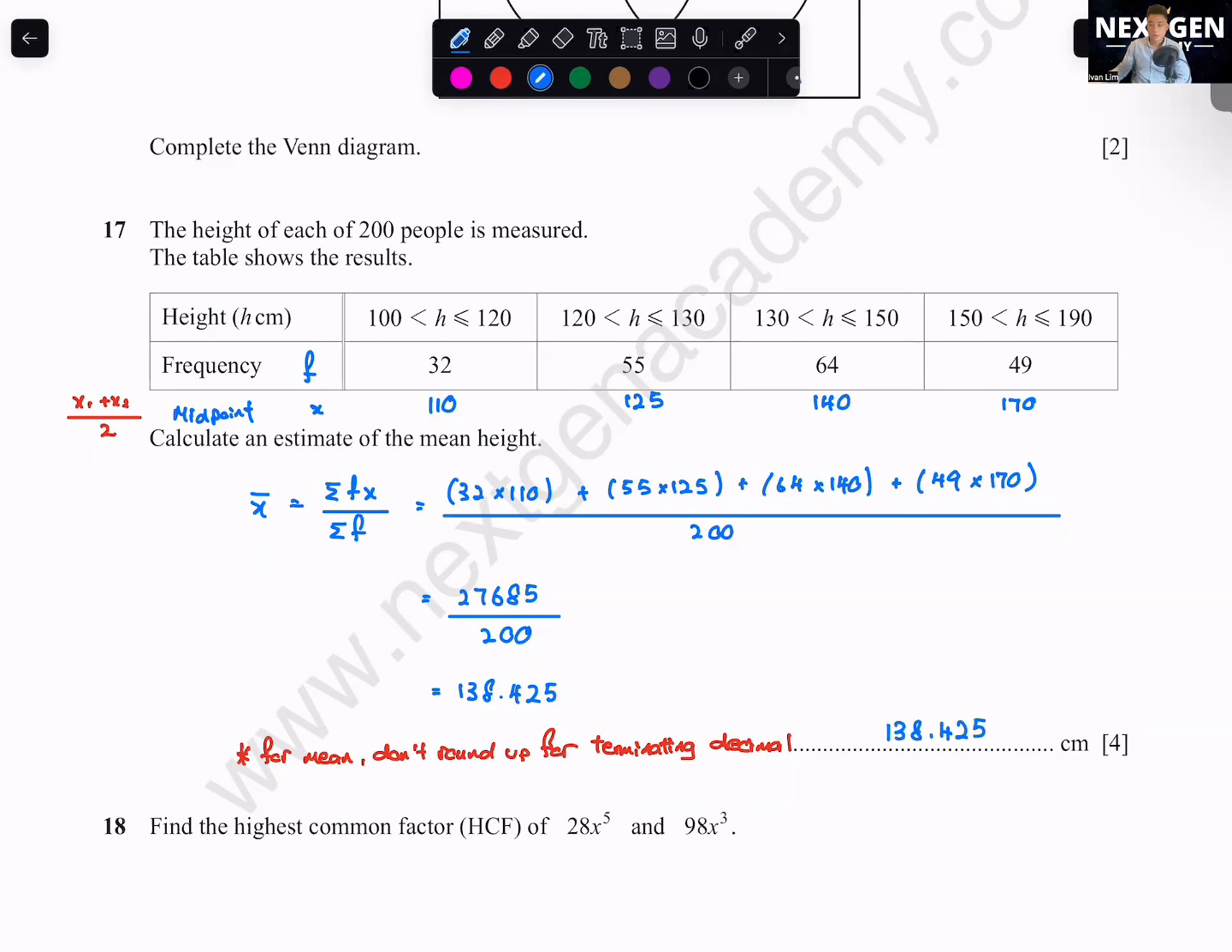What do I mean by terminating decimal? You type into your calculator, it's not 138.425341123. That means it keeps going on and on, that means it's an irrational number. Terminating decimal means it will end on your calculator. It only shows you 138.425. In other types of questions, normally we round it up to 3 significant figures. In mean, this one is 6 significant figures, but you don't round it up to 138. It's just the formula, how they actually evaluate you.